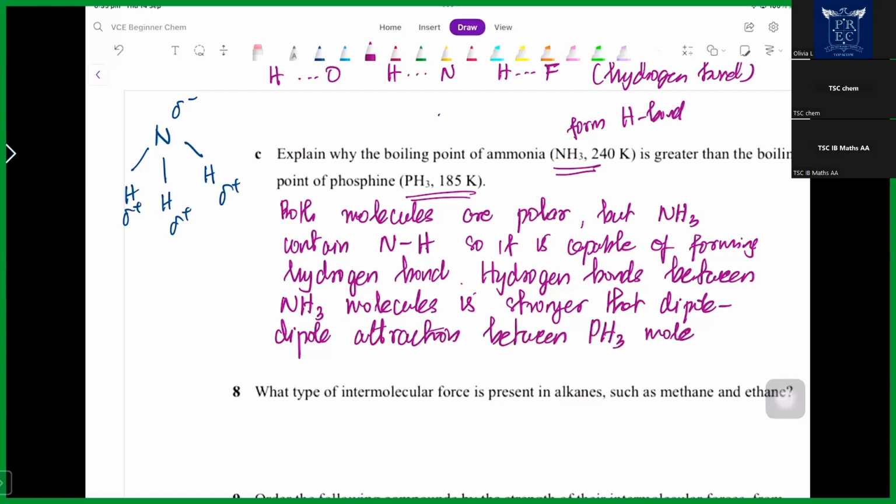So these are the key points you need to include. You need to explain based on two things. Both of them are polar. That's one key point. They will give you about 3 marks for this type of question. But NH3 has hydrogen bonds, so stronger. You need to have these keywords in your mind. You need to mention the hydrogen bonds are stronger.